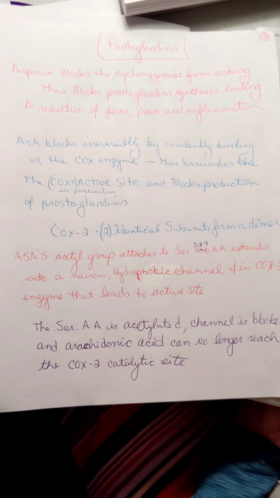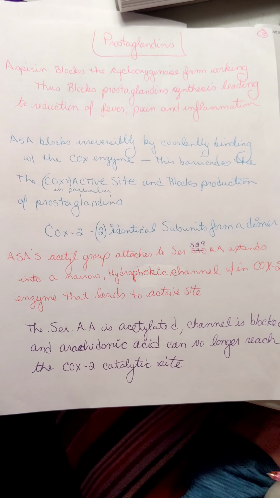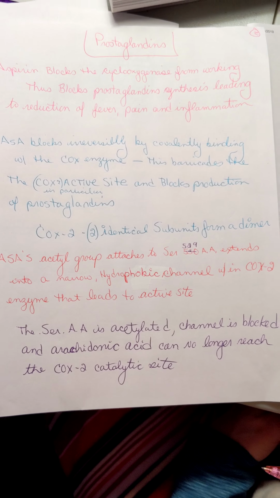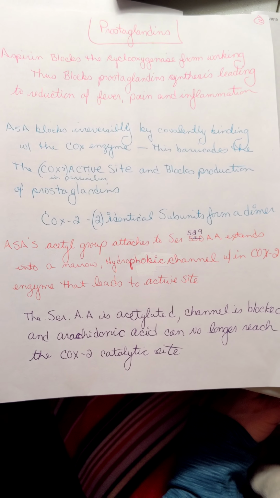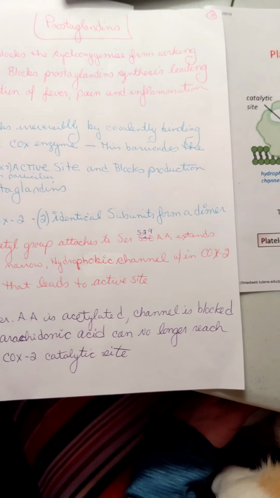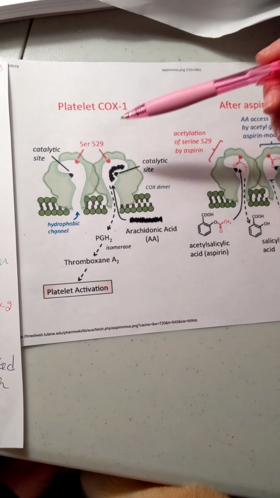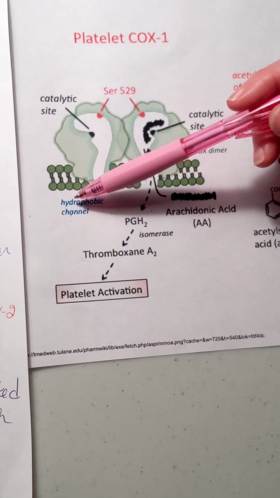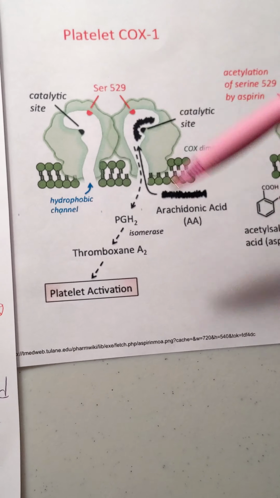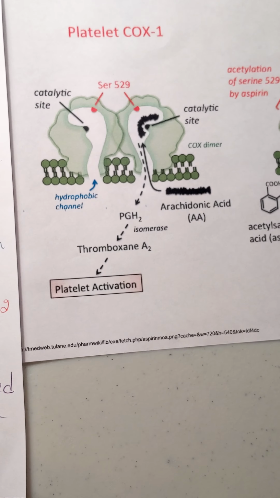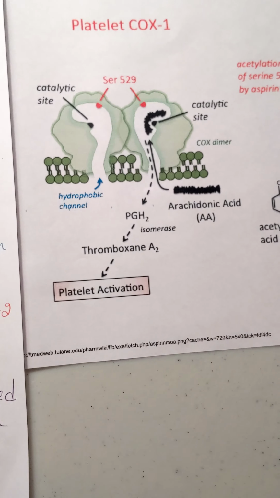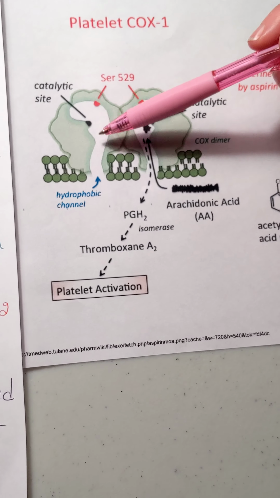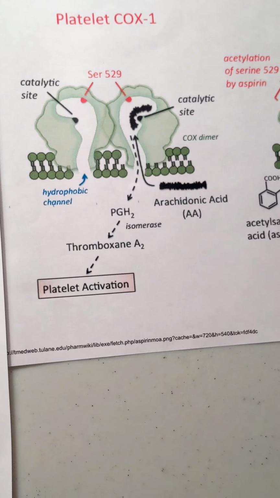Aspirin blocks irreversibly by covalently binding with the COX enzyme. This barricades the COX-2 active site and blocks production of the prostaglandins. So if we look over here, we have the COX-1, and here we have the serine residue. This is the catalytic site where we see aspirin's acetyl group comes in and attaches to the serine residue, and it goes into the narrow hydrophobic channel, and that leads to the active site where the binding occurs.